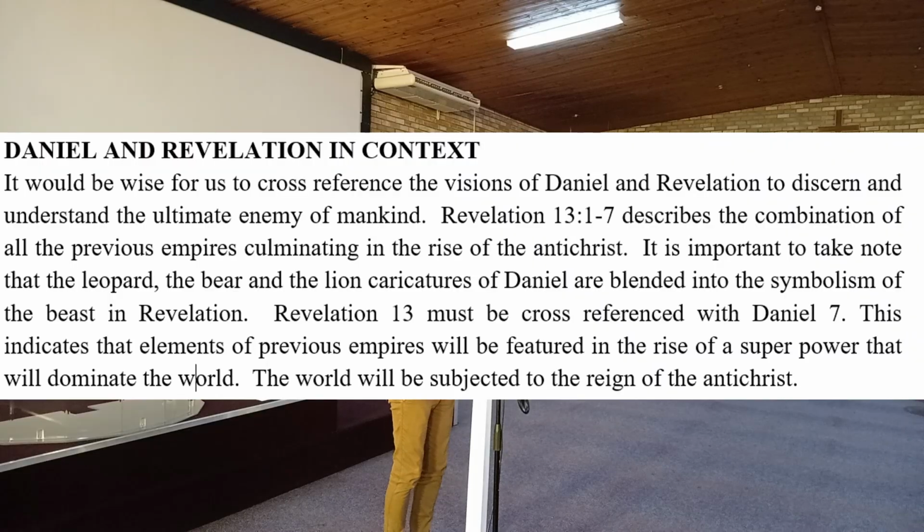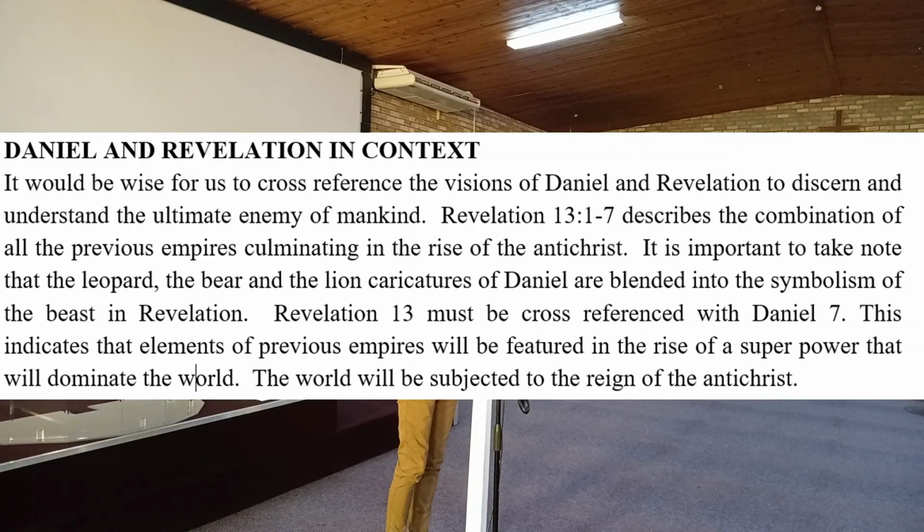Revelation 13, 1-7 describes the combination of all these previous empires. Remember the empires of Babylon, Persia, Greece, and Rome. In the rise of the Antichrist, it is important to take note that the leopard, the bear, and the lion characters of Daniel are blended into the symbolism of the beast in Revelation. In Revelation chapter 13, it talks about this beast that comes out of the sea, and it has the same imagery as Daniel. Revelation 13 must be cross-referenced with Daniel chapter 7. This indicates that elements of previous empires will be featured in the rise of a superpower that will dominate the world. The world will be subjected to the reign of the Antichrist.